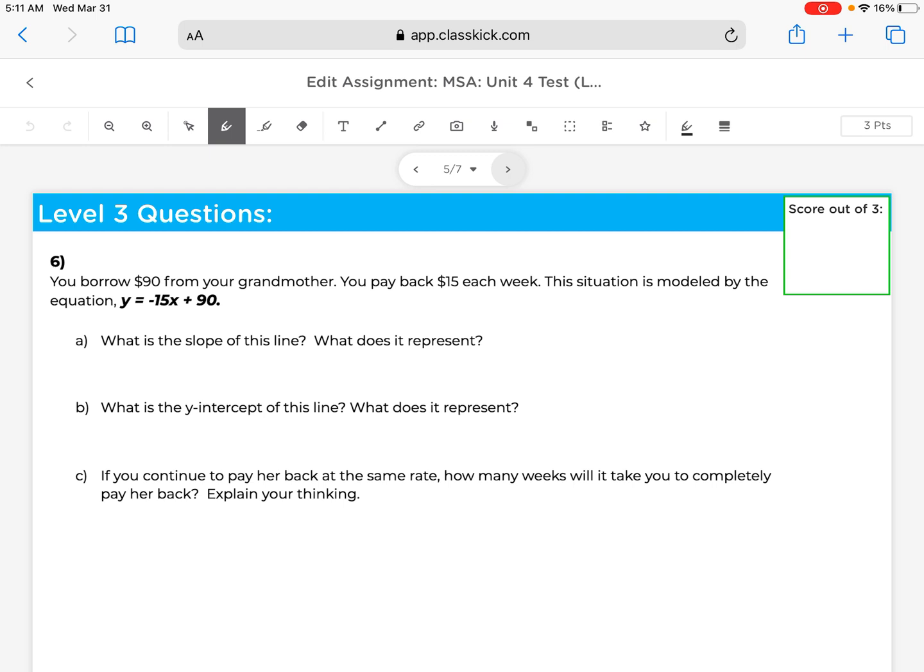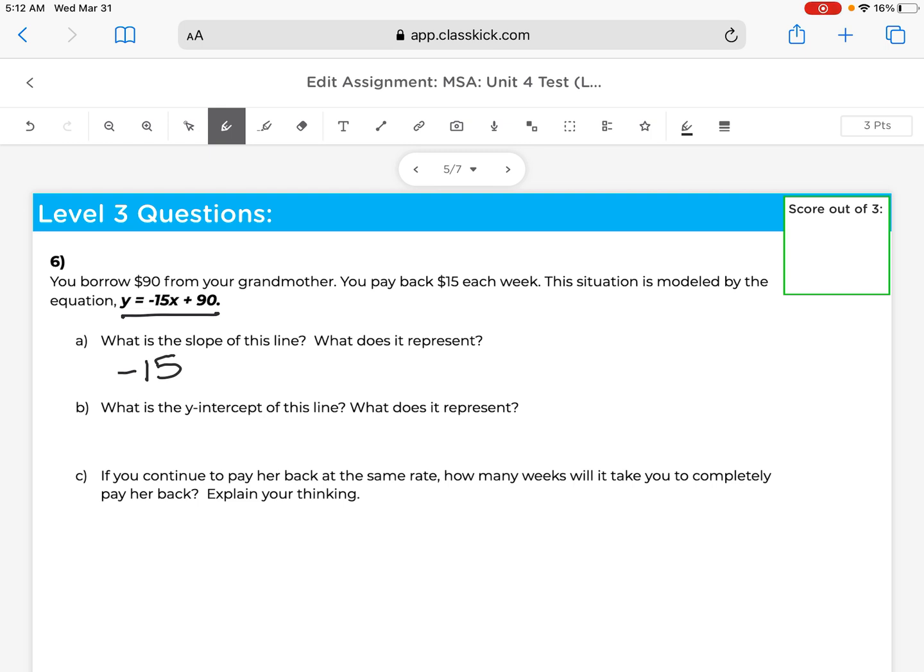Last two on the back page. It's asking, from our equation, what do the slope and y-intercept mean? The slope is -15. What does it mean? You can say that's what you're paying back each week. That's the money per week. So something along those lines of you're paying that much money back per week.